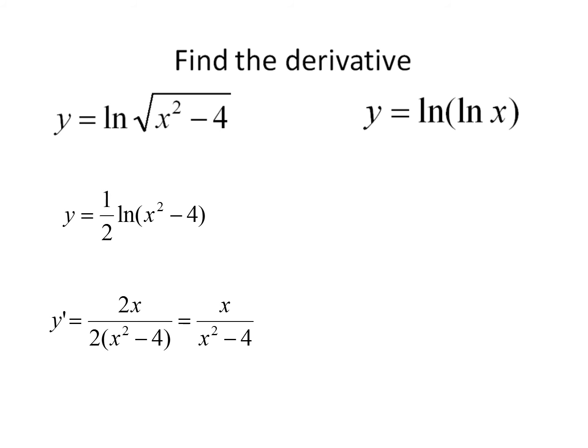For the second problem, I'm going to have to use chain rule once again, so I take the derivative of the inner function, which is 1 over x, times the derivative of the outer function, which would be 1 over the natural log of x.